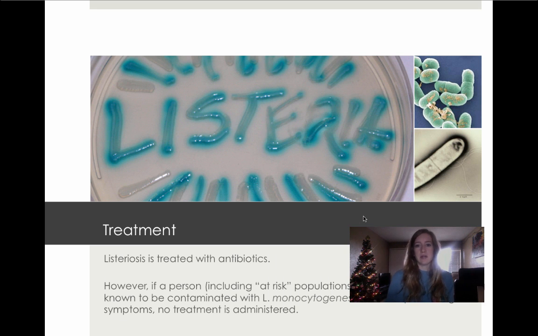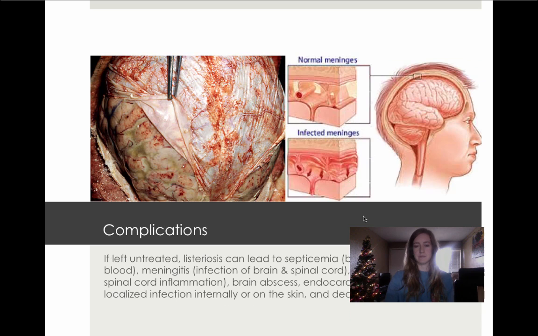You treat listeriosis with antibiotics, just a broad spectrum antibiotic. But if a person, even including all those considered at risk, consumes a food that is known to be contaminated with the bacterium but doesn't present symptoms, they will not be put on antibiotics, which I thought was kind of interesting, especially for pregnant women. If you know you had consumed food with that bacterium, and you're not put on antibiotics as a precautionary measure, I thought that was a very interesting method of treatment.